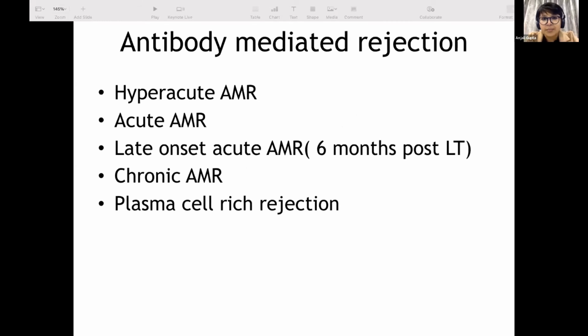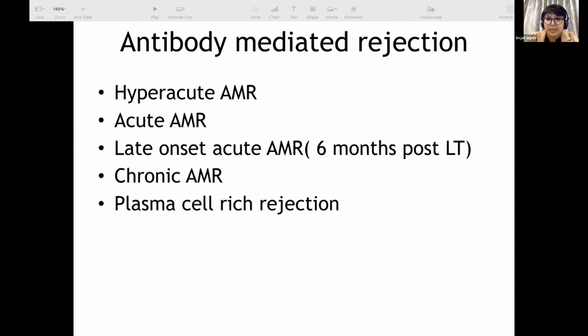And now we come to antibody mediated rejection. Antibody mediated rejection is very rare, as Dr. Levinsky had just said that the liver has a great immune tolerance, so it's an immune privileged organ. But still, these are the types of antibody mediated rejection we have seen: hyperacute, acute, and late onset acute AMR, which is more than 6 months post LT. Chronic AMR is there, and there is a plasma cell rich rejection, which some of the speakers have already spoken about.